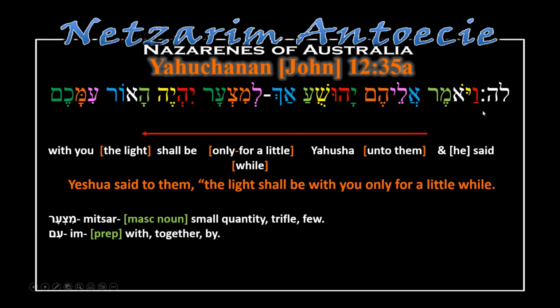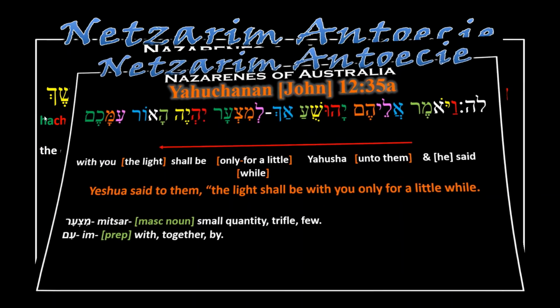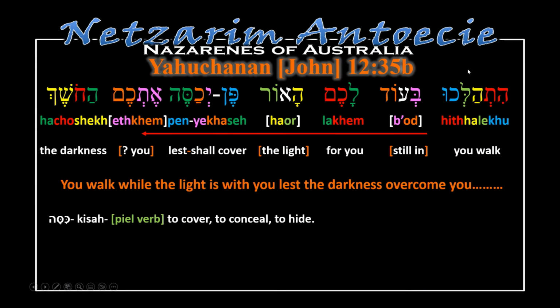And now let's read that. Vayomer Alehem Yahushua Ak Lemitzar Yeh Haor Imakem. And now we come to 35b, and we have a Hey, a Tav, a Hey, a Lamed, a Kaf, a Vav, a Bayet, Ayin, Vav, Dalet, Lamed, Kaf, Mem, Safid, Hey, Aleph, Vav, Resh, Pei, Nun, Safit, Yod, Kaf, Samek, Hey, Aleph, Tav, Kaf, Mem, Safit, Hey, Chet, Shin, Kaf, Safit.